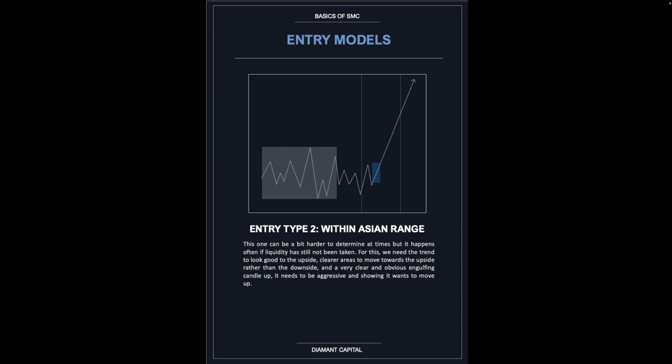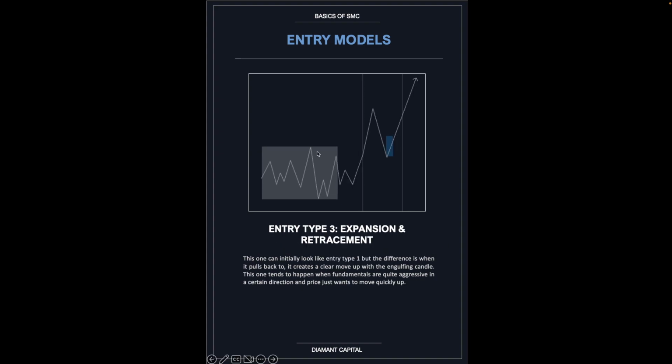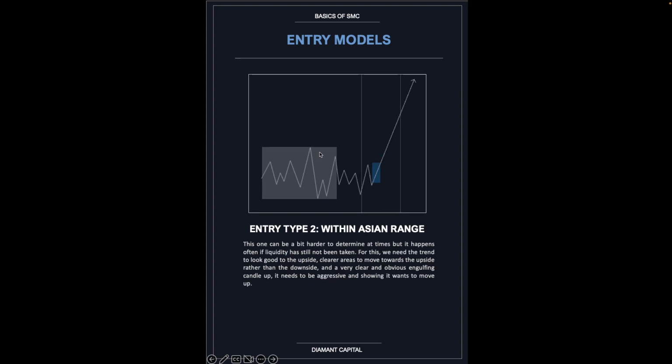So just as a little explanation, this one obviously can be a bit harder to determine at times because it happens often if liquidity has not been taken. So what do I mean by that? By that, I pretty much mean the highs of Asia range or the lows of Asia range have not been taken at all. It's still consolidating, it's still within this kind of range right here.